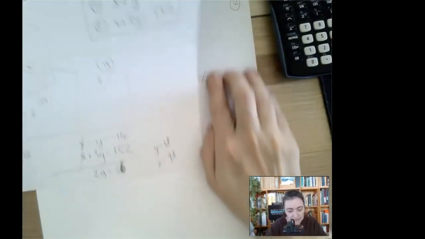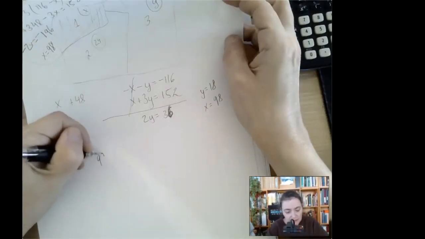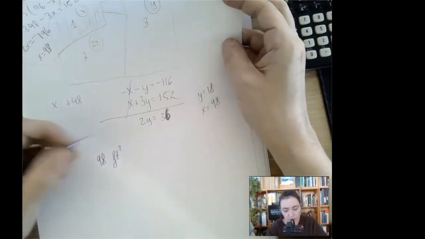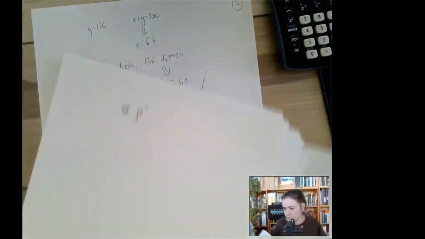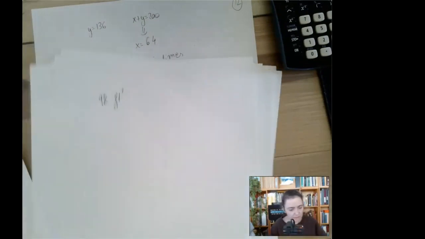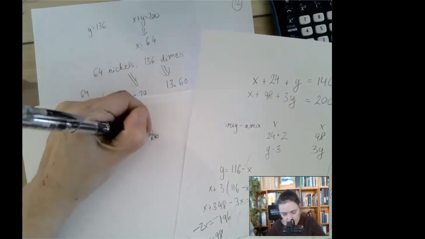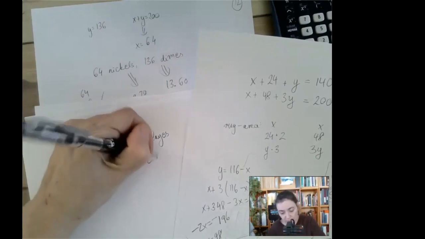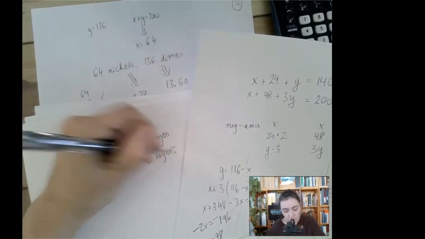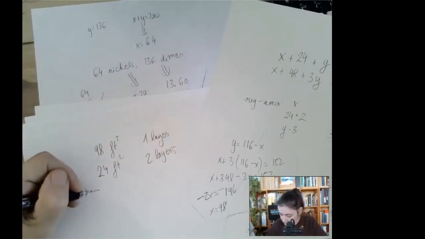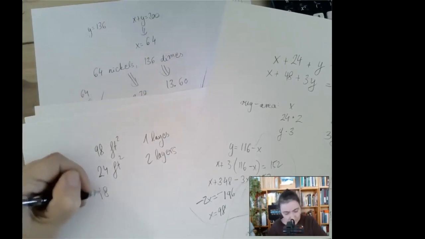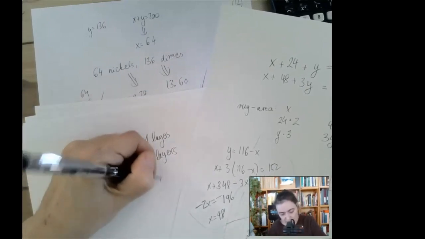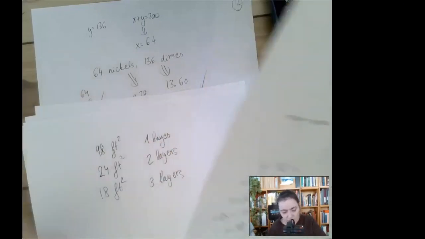And so what we got is that 98 square feet is covered. That was x. X was the stuff that was covered with one layer. 24 square feet was covered with 2 layers. And the rest was 18 square feet with 3 layers. That should add up to the room.